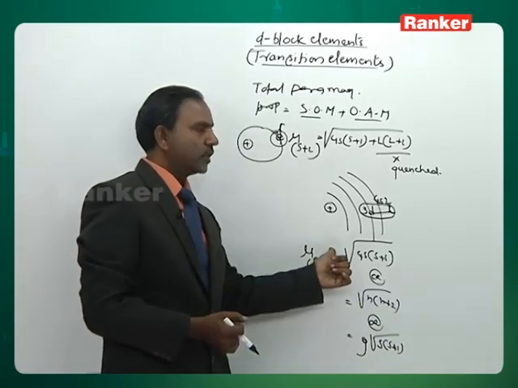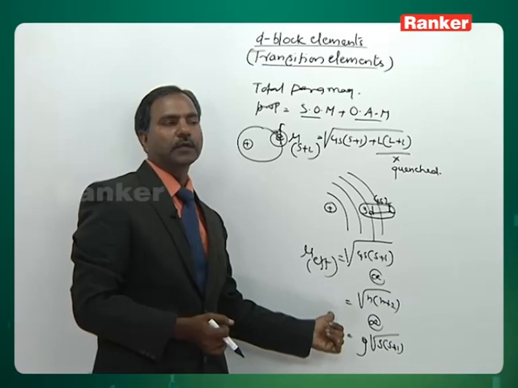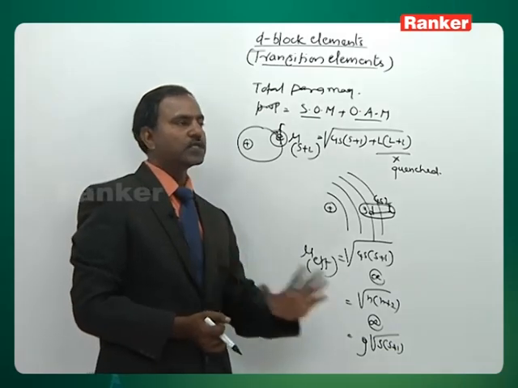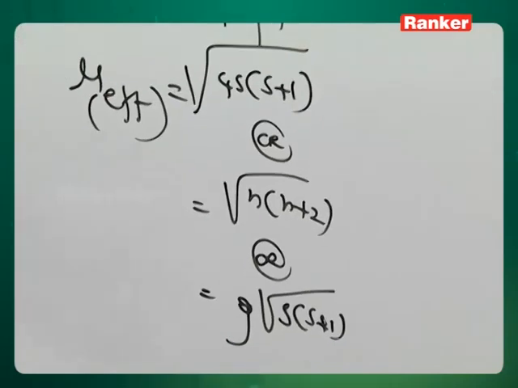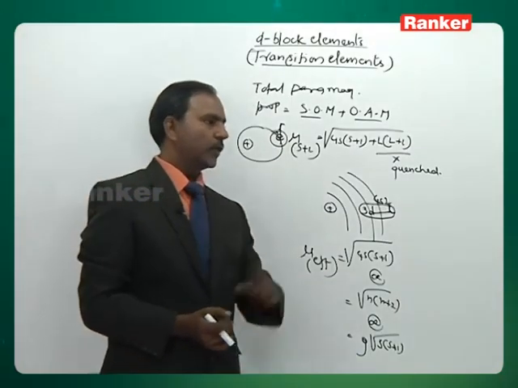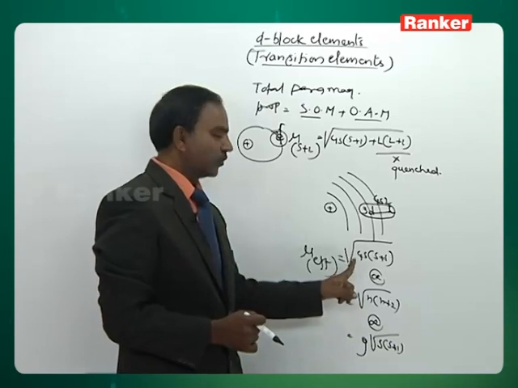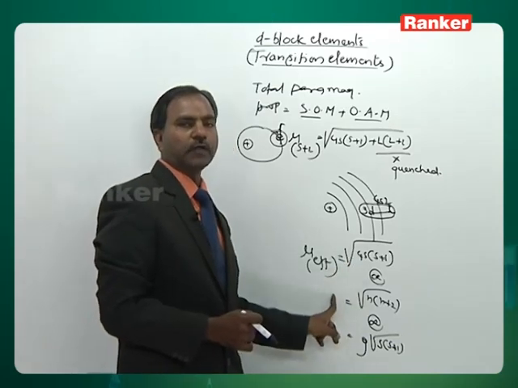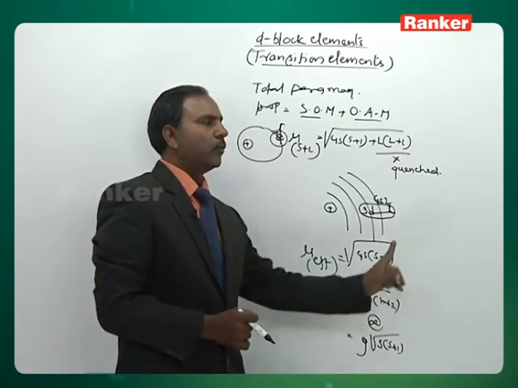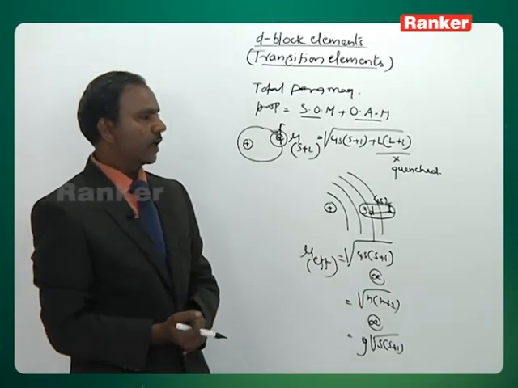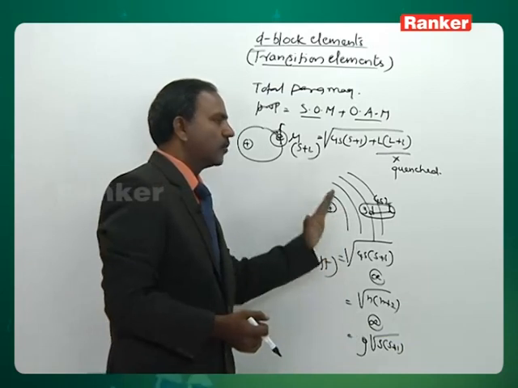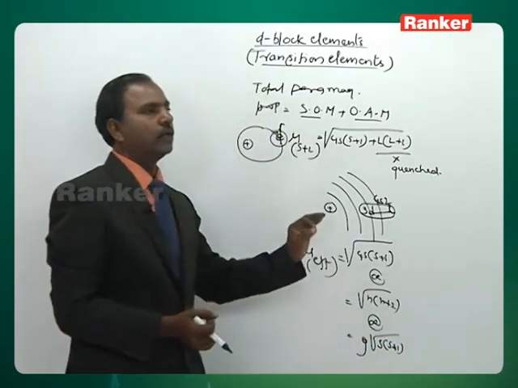Whether you use the first equation, the second equation or the third equation, all are one and the same. For applying all three equations, you will get only one value. Suppose one unpaired electron is there. Then use the first, second or third equation, you will get only 1.7 BM. So, any of the equations has the same meaning and gives the same value.